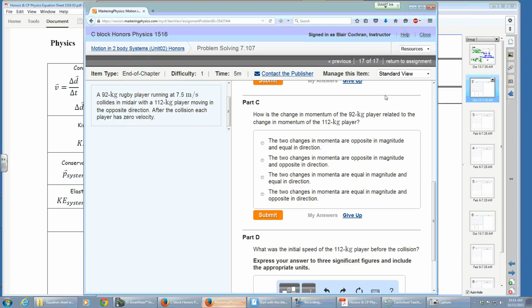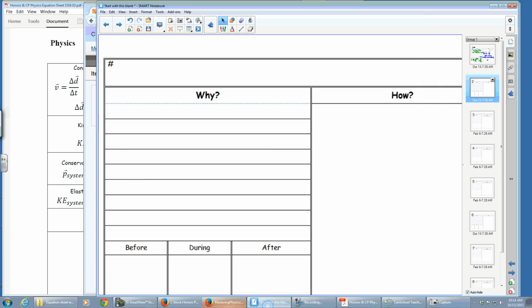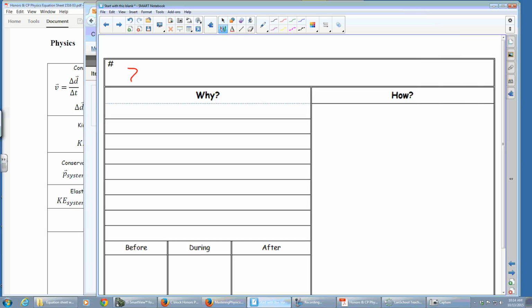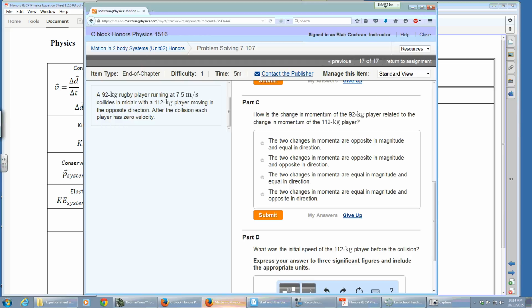All right, so number 17, or otherwise known as 7.107. So this is 7.107. And we're looking at a rugby player and another rugby player moving in the opposite direction. Why do they make them leap in the air on this? So they don't have friction.